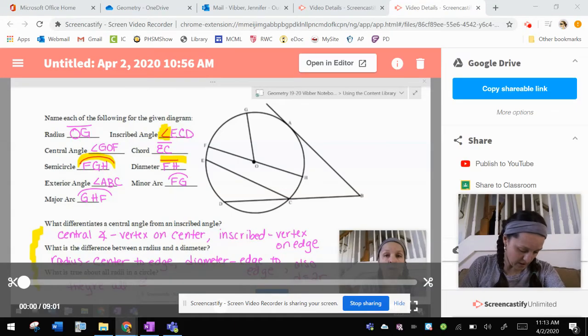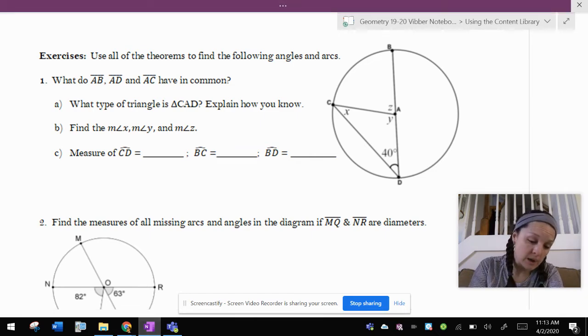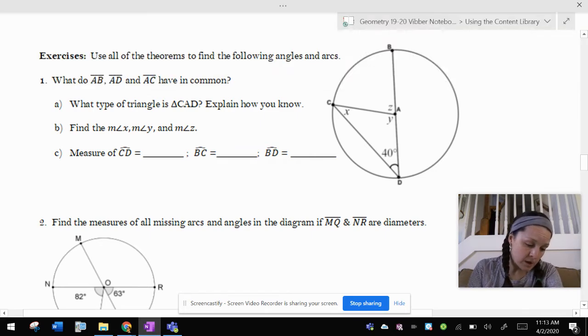Hey, I'm back. Let's do more questions. All right, so now we're going to work on the problem set about inscribed and central angles and see where we can go from there. So it says use all of the theorems to find the following angles and arcs.